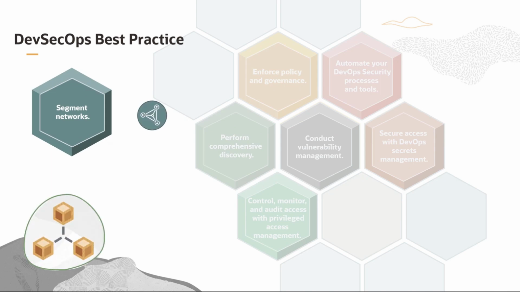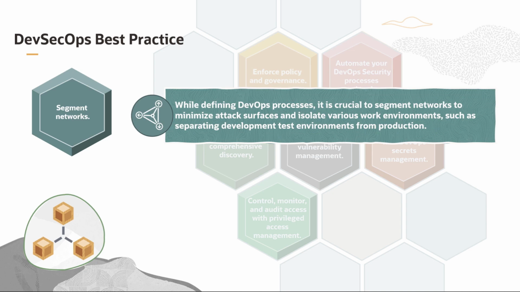When implementing DevOps processes, it is important to segment networks to reduce the attack surface and isolate different work environments, such as production and development or test environments. This helps ensure that security risks in one environment do not impact others and provides better control over access and security policies.